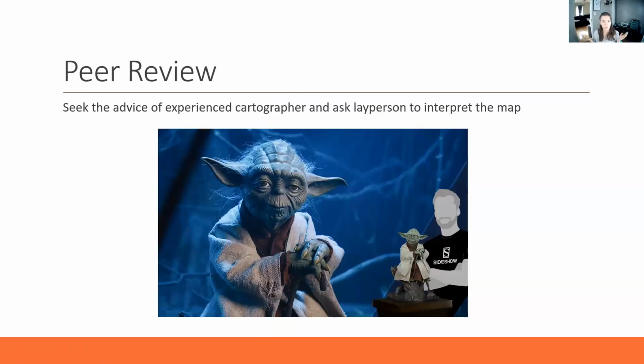And then peer review: seek advice from experienced cartographers, ask laypersons to interpret the map. Do things make sense? There's always somebody out there who can provide guidance to help you be more understanding of what other people see. I think we get so invested in our final products that we forget about other people's perspective looking at it. So reach out to other peers. We have cohorts here through this watershed group, so we can play off of each other.